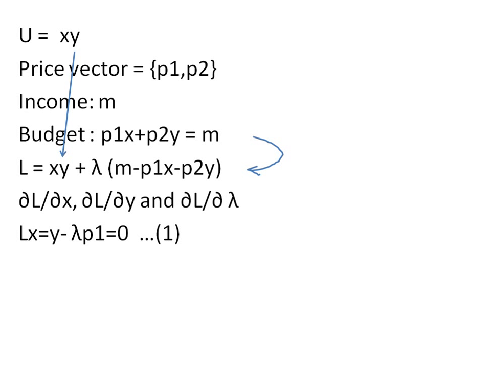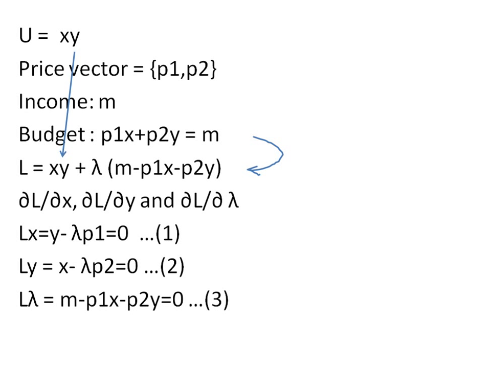Lx is your del L by del x. So what you need to do is find the derivative of L with respect to x, and that is y minus lambda p1 equals 0. Ly, that is del L by del y, you have derived L with respect to y and you get x minus lambda p2 equals 0. And L lambda, which is m minus p1x minus p2y equals 0. You just derived it with respect to lambda.